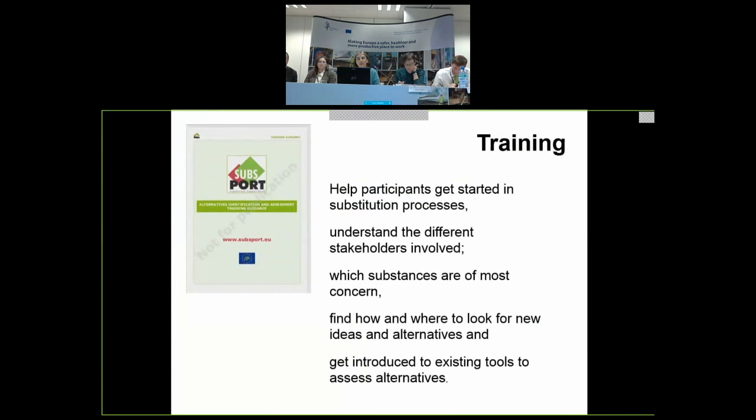We developed a training methodology which was very participative. We developed both a trainer's manual and a manual for participants. What we wanted to do is to help participants get started in the substitution process. It was just an introduction to substitution, to open their minds and understand what the process is, which stakeholders are involved, which are the main steps, and introduce them to the existing tools.